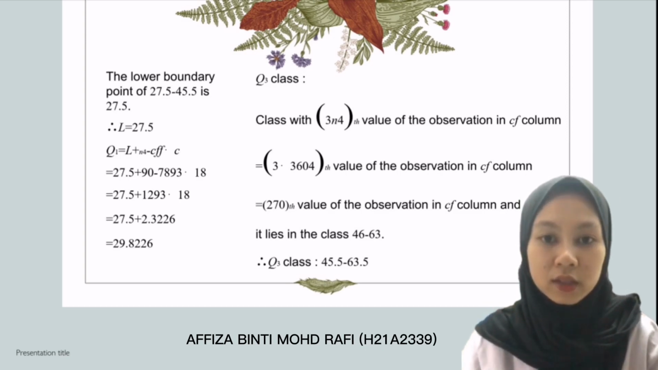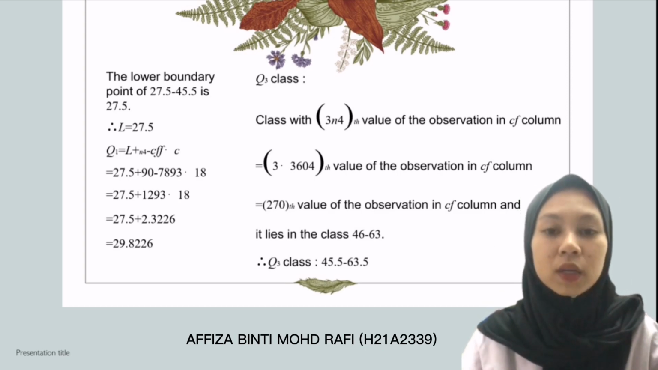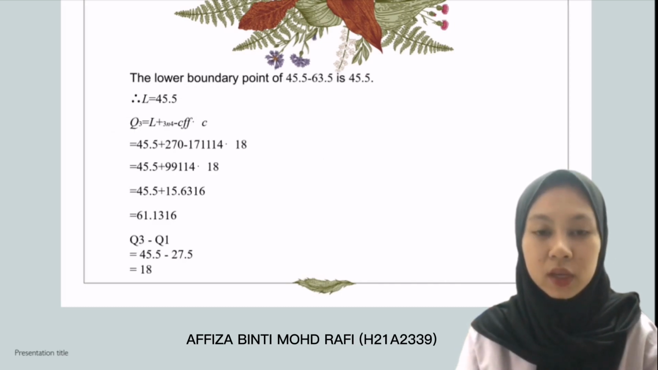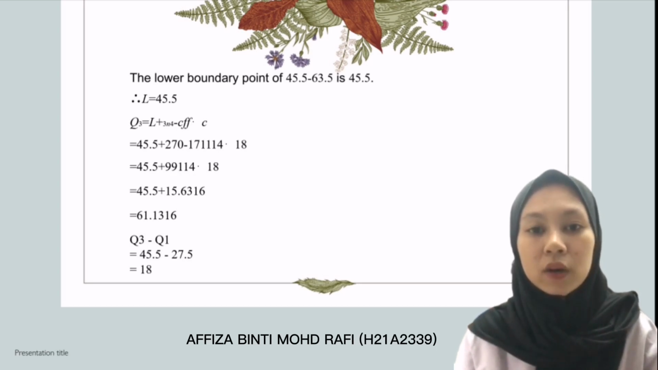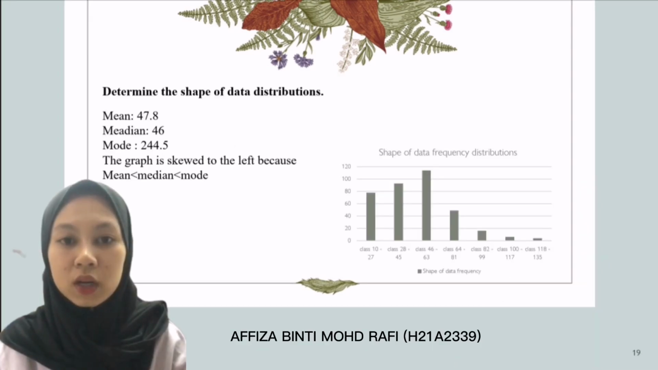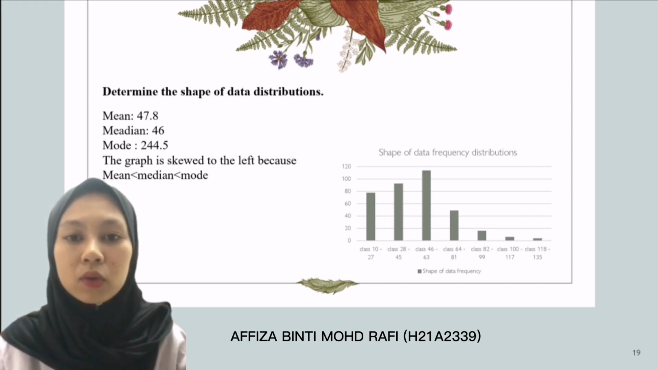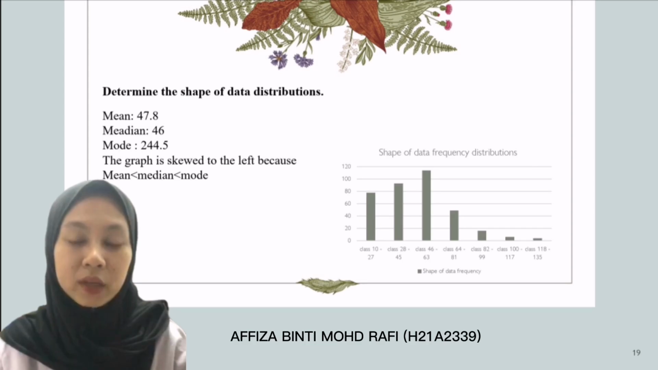Shape of data distribution. From the data, we can see that the mean is higher than the median, and the median is higher than the mode. The shape of the distribution is skewed to the left, because the mean is higher than the median and the median is higher than the mode.